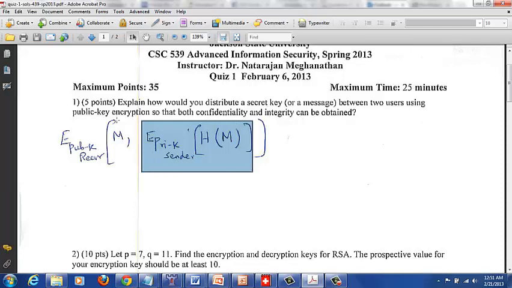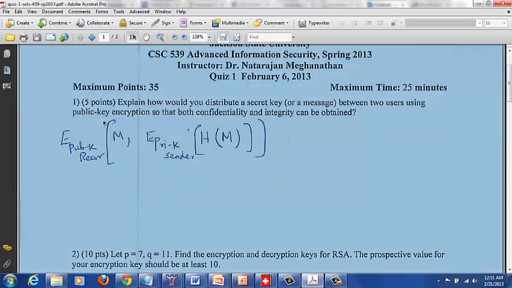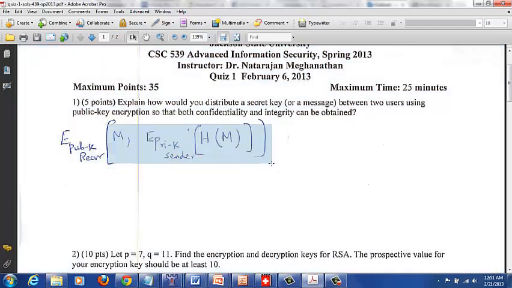Now the sender wants to send the message, so it puts the message along with this. The message along with the encrypted hash value, the whole thing is encrypted with what? With the public key of the receiver. So when this is sent, what happens? Only the receiver can do this outer level of decryption. Nobody else except the receiver can decrypt this, so that provides confidentiality.